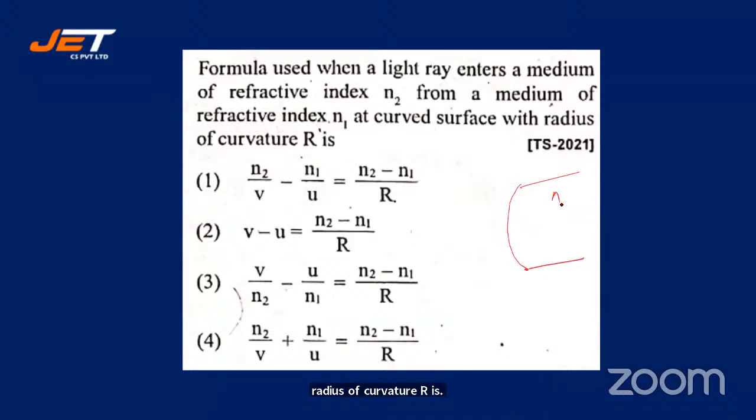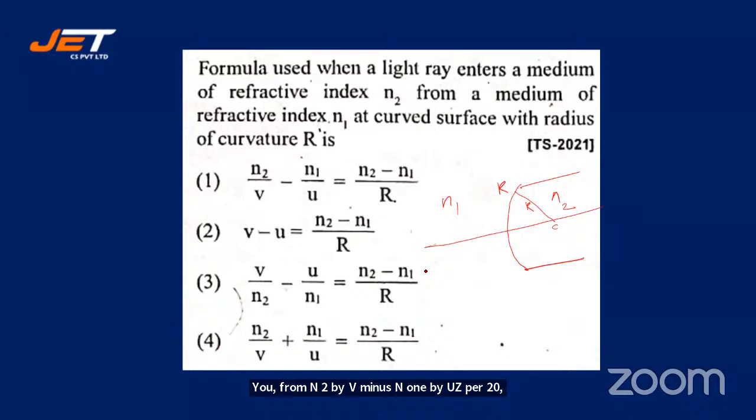Medium of refractive index N2 from medium of refractive index N1, radius of curvature R. What is the formula for the refraction? N2 by V minus N1 by U is equal to N2 minus N1 by R.